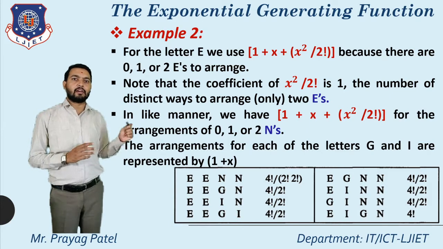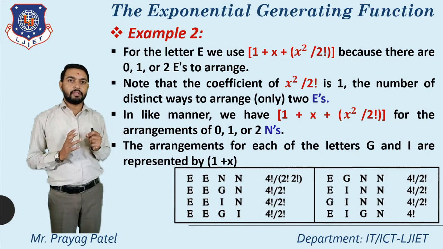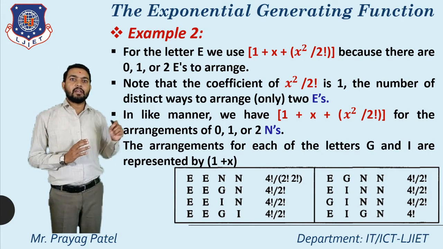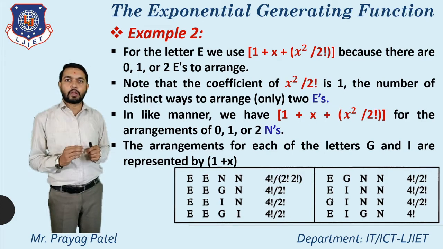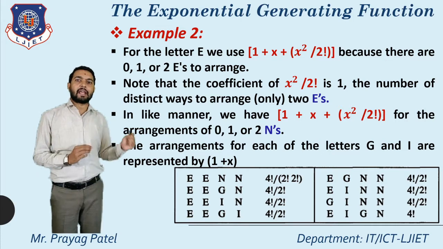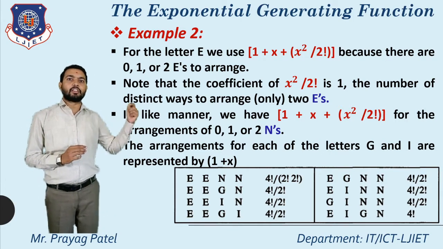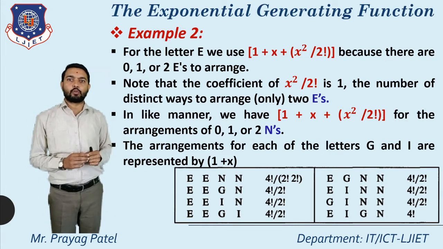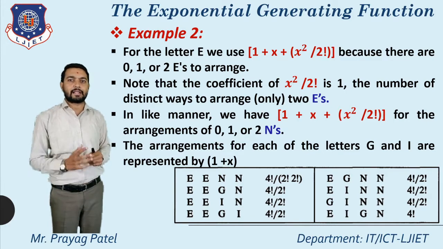Now g and I occur only one time. That means we can say that this occurs for 0 times or 1 time. That means our formula is 1 plus x only. No need to add the third term x square divided by 2 factorial. Only two terms, 1 plus x.